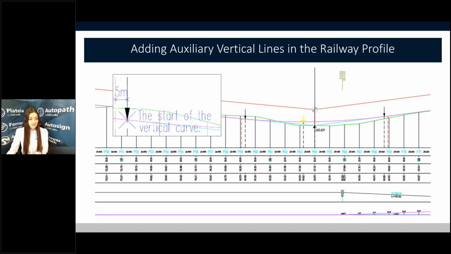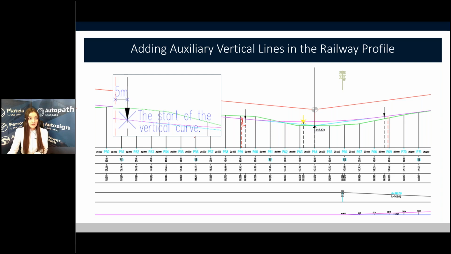If the user sets a 5 meter distance, the software will place two auxiliary lines, one here, 5 meters before the start of the vertical curve, and the second one here, 5 meters after the end. It gives us an instant visual reference, so designers can quickly check that there is enough clearance around critical infrastructure, and the best part is that those lines adjust automatically if the profile is modified.